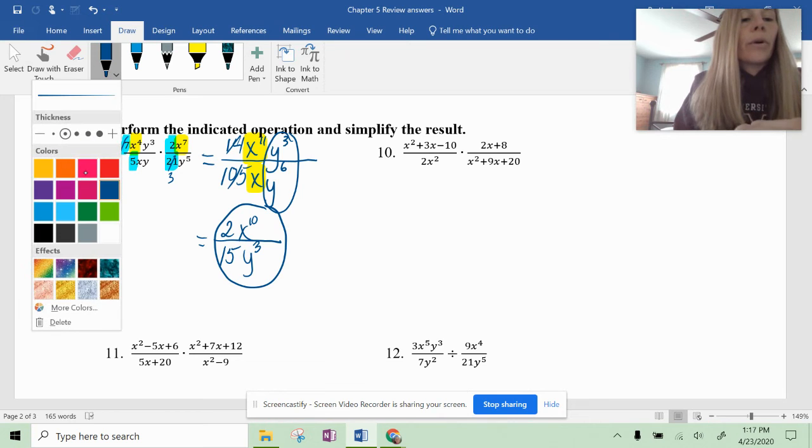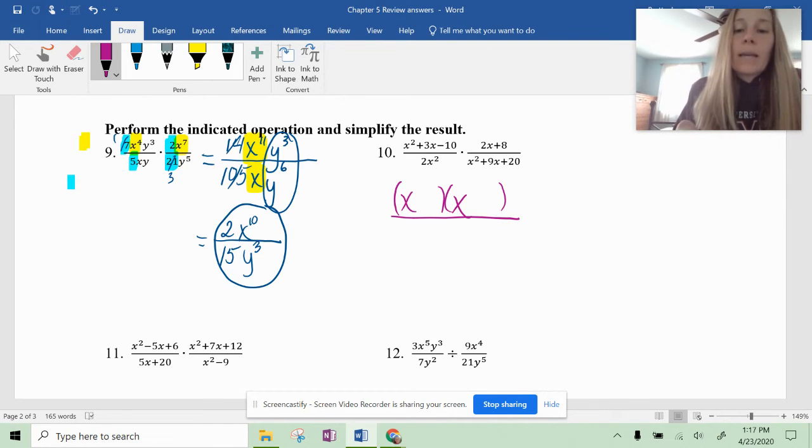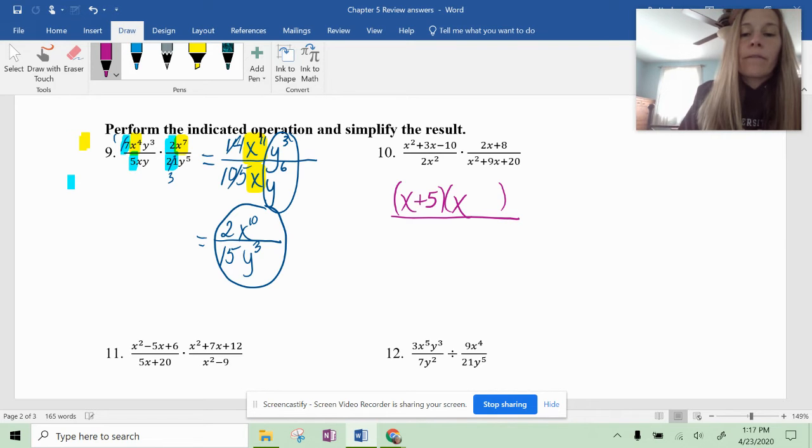Okay, so then number 10, these are trinomials and binomials. So these are the ones you have to factor out first. You want them as simple as possible. So this numerator here is going to be the two numbers that multiply to get 10 and subtract to get 3, which are 5 and -2. Then we have this monomial on the bottom, which we can't do anything with right now.